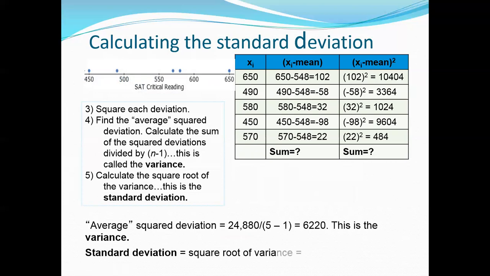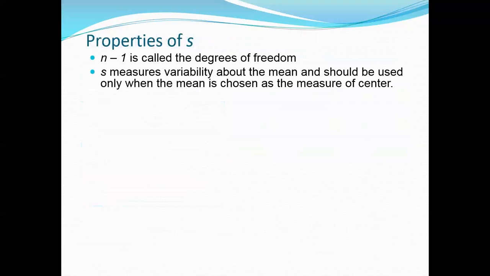Average square deviation is the sum of that final column divided by 4, which is 6,220. This is the variance. Standard deviation equals the square root of the variance. So the square root of 6,220 is 78.87. Properties of S. N minus 1 is called the degrees of freedom. S measures variability about the mean and should be used only when the mean is chosen as the measure of center.